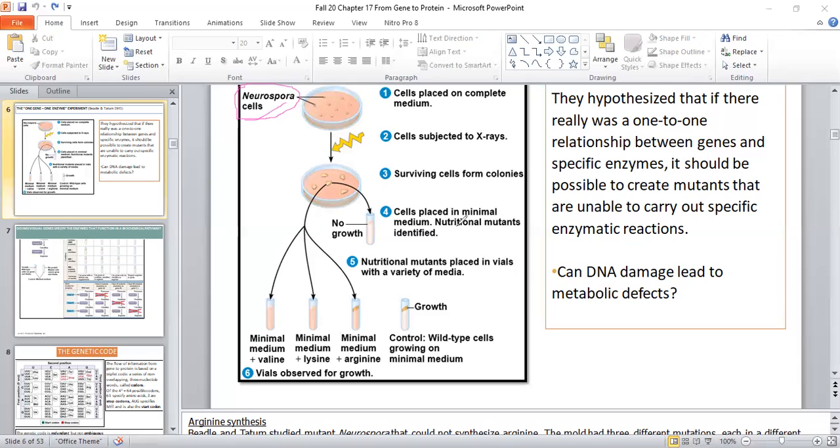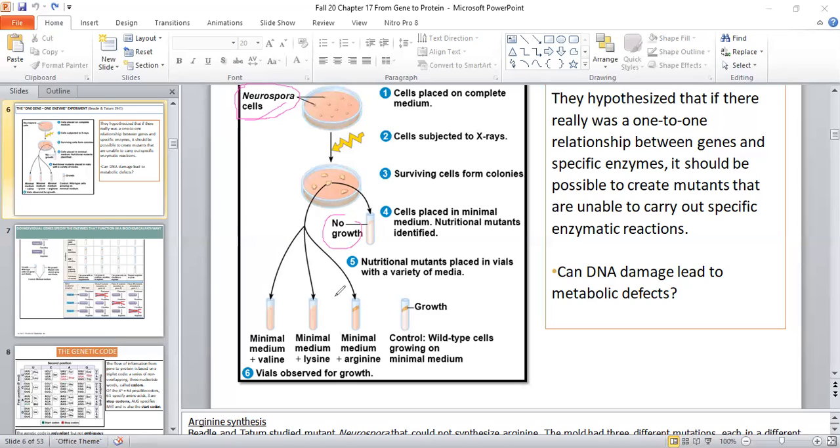What is a minimal medium? A medium which has a limited supply of nutrients, just the basic supply, not the complete range. So what happened? There was no growth. Then the same Neurospora cells which were exposed to X-ray radiation, they divided into 3 groups, 3 categories.